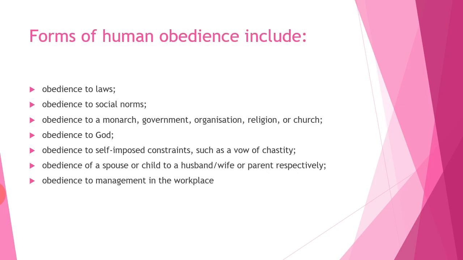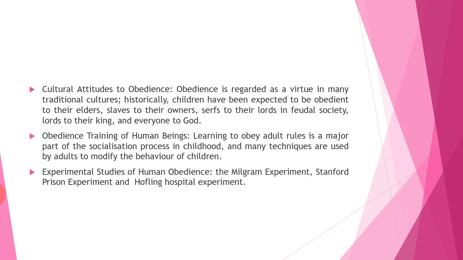And some forms of human obedience: obedience to laws, obedience to social norms, obedience to a monarch, government, organization, religion or church, obedience to God, obedience to self-imposed constraints, obedience to a spouse or child, to a husband or wife or parent respectively, obedience to management in the workplace.